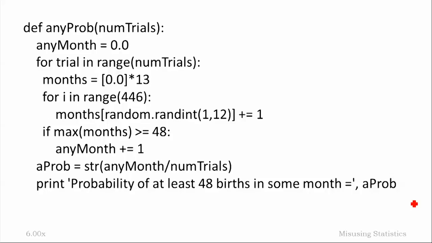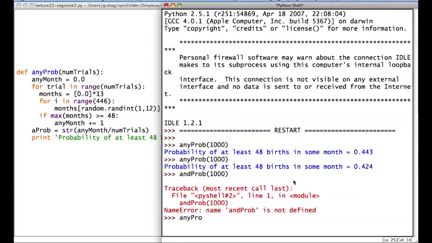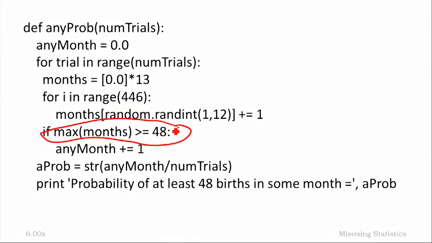I'm going to check all the months, find the month with the most births, and then ask, does that month have at least 48 births in it? And compute that probability. So now let's try that. We'll go any prob of 1,000. Ooh, that's a lot more than 4%. Try it again. And again, a third time for good luck. Well, here it looks like we're somewhere in the neighborhood of 44%. That really does not pass the statistical significance test. And so we can assume that they really don't have a solid result because, once again, somebody has fallen prey to the Texas sharpshooter fallacy.